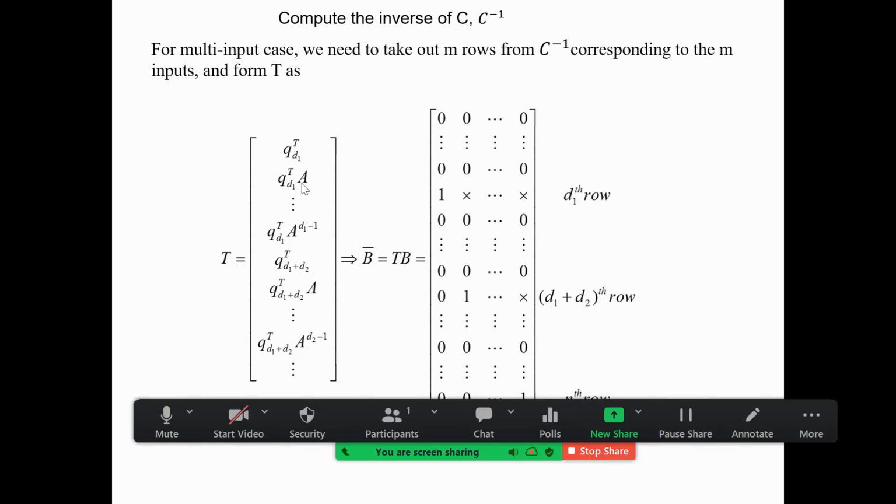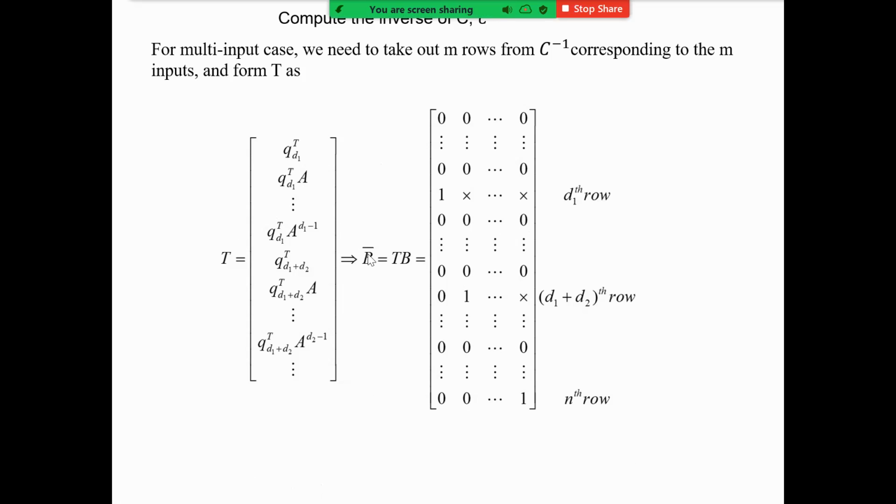Once you get T right, you can get your B bar. Remember, your B bar has to be in this form. For all those trivial rows, all the values should be 0. There are only m rows with non-zero values. Those are the non-trivial rows, the rows which can change the matrix A. The other rows should be 0.